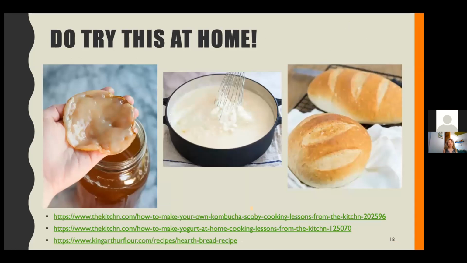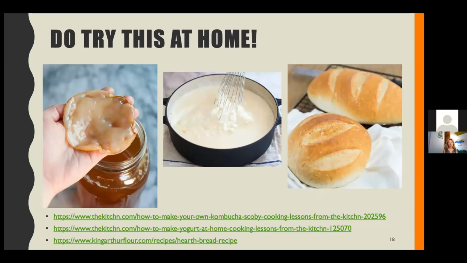So, trying this at home, I have a couple of recipes here that I personally have tried that I really enjoyed. The first one is how to make your own SCOBY. This one's really simple. All you need is tea, sugar, and a bottle of plain kombucha from the grocery store. It gives really good instructions on what materials to use, what materials to avoid, and how the whole process should look and troubleshooting.